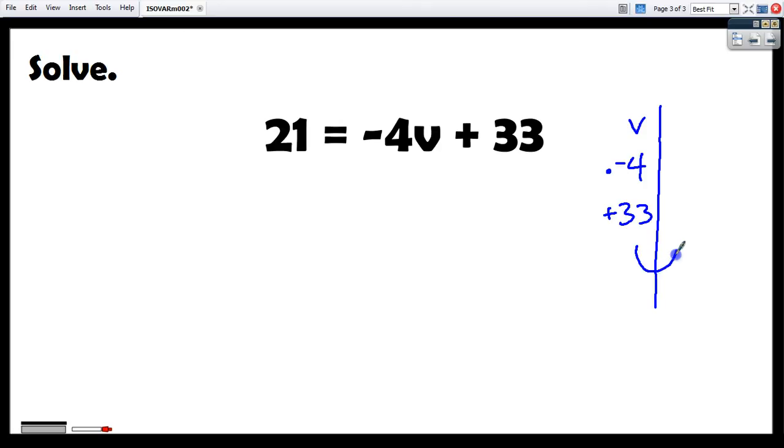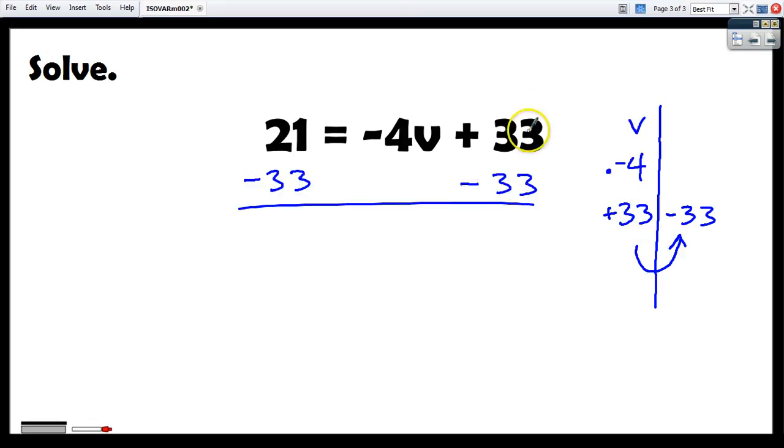So, if we pull our U-turn, their last move was to add 33, so our first move should be to subtract 33. Minus 33 here, minus 33 here. These are meant to cancel out. 21 minus 33 is negative 12. And that gets us partway back. Now we go to here.